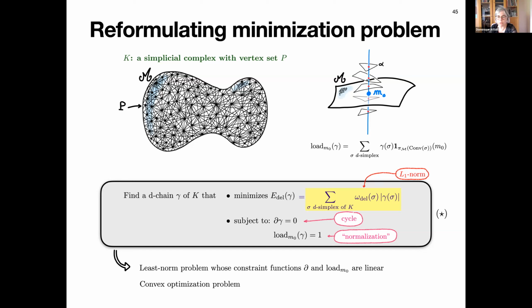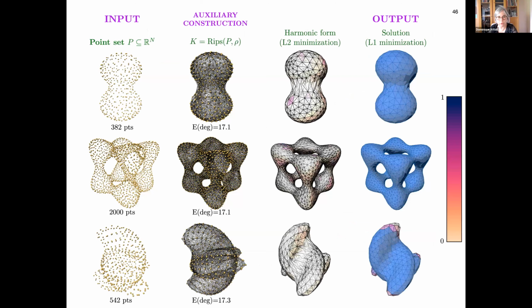And so we've done some experiments. Here you can see, for point sets, we've computed the Rips complex. We've used the Rips complex as K. Then we computed the harmonic form, which is known to spread everywhere on K. And then we started to minimize, to find the d-chain with the smallest Delaunay energy, that is represented on the right.